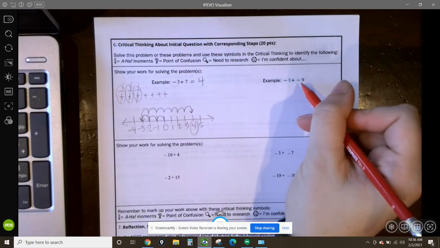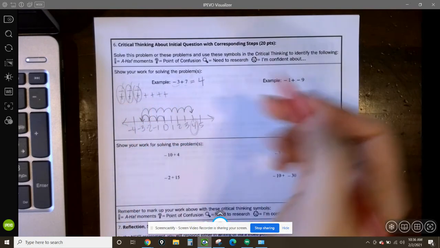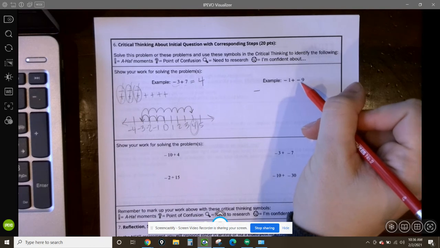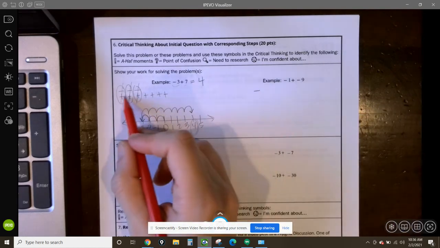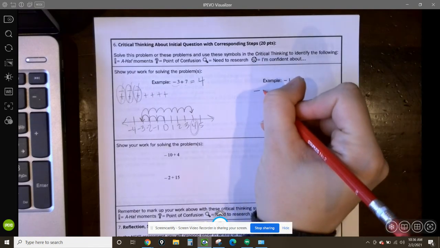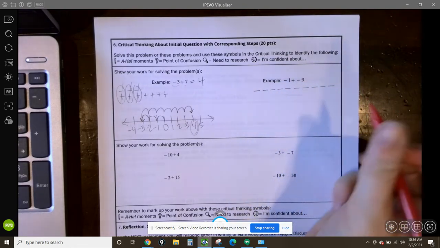So -1 plus -9. Okay, so if I'm going to go with this visual representation again, I'm going to start by putting 1 negative. And now I have 9 more negatives. So I'm not going to go underneath. That's where I was putting the positives. I don't have any positives here. I just have more negatives. So I'm just going to keep adding to this negative row. 9 more. 1, 2, 3, 4, 5, 6, 7, 8, 9 more.